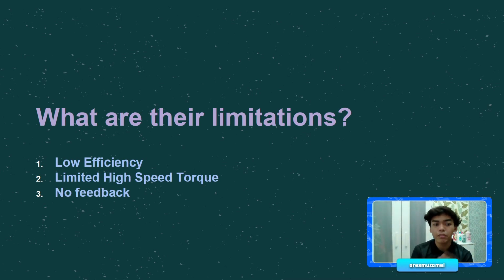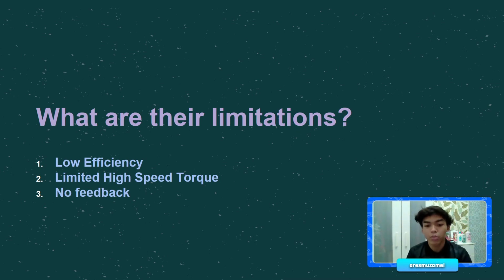The second one is limited high speed torque. In general, stepper motors have less torque at high speed than at low speeds. Some steppers are optimized for better high speed performance, but they need to be paired with an appropriate drive to achieve that performance.